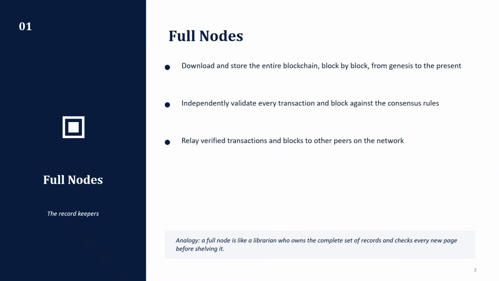If a miner tried to slip in an invalid transaction, who would catch it? A full node will catch it by rejecting the block. A full node is like a librarian who owns the complete set of records and checks every new page before adding it.